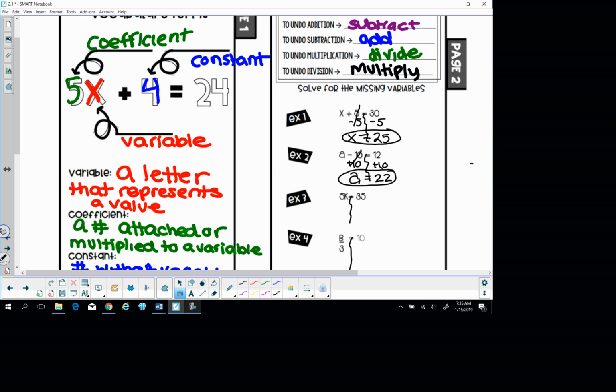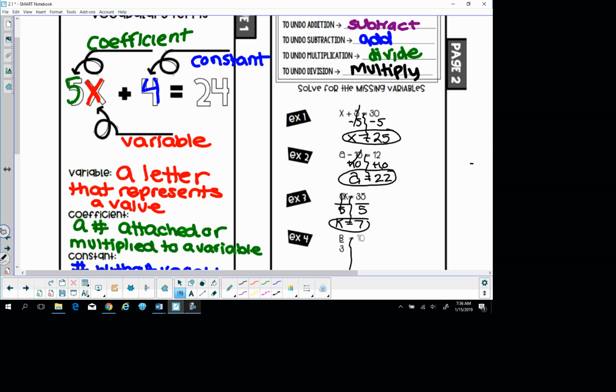Now when 5 and k are together, they're so close, they're being multiplied. 5 is attached to k. How do we separate them? What's the opposite of multiplying? Divide them out, right? So in order to get rid of that 5, because k just wants to be alone, we've got to divide them out. And what is 35 divided by 5? 7.